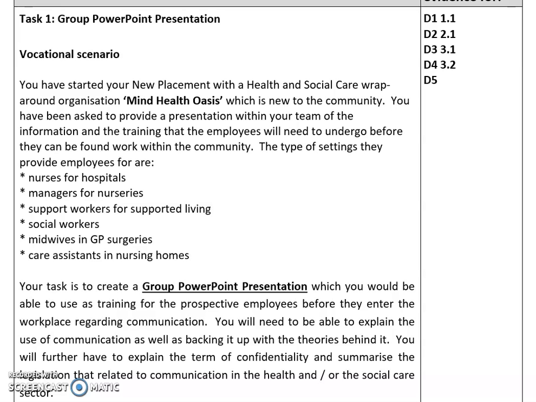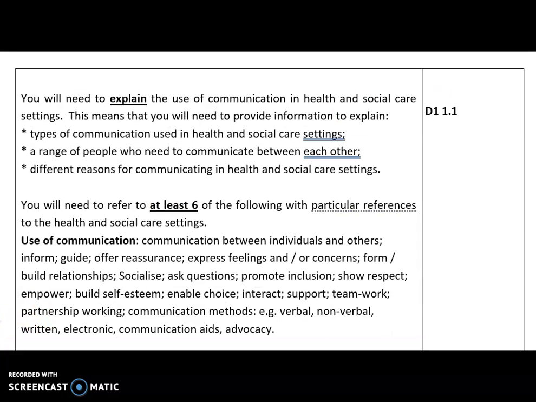So one thing to be clear about is that all of these criteria, the D1, D2, D3, D4, will need to be covered with your D5 being the reference. For this, you will need to explain the use of communication in health and social care settings. This means you will need to provide information to explain types of communication used in health and social care settings, a range of people who need to communicate between each other, and different reasons for communicating in health and social care settings. That is your D1 1.1.